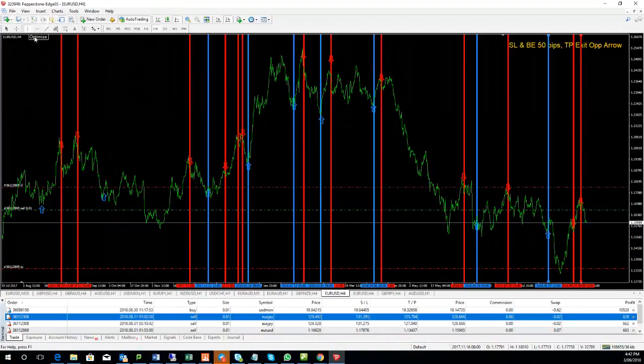Now the indicator does support the setting. You can change the setting in there so that you can draw support resistance lines, and the arrows will actually only show when it hits support and resistance, which is really cool.